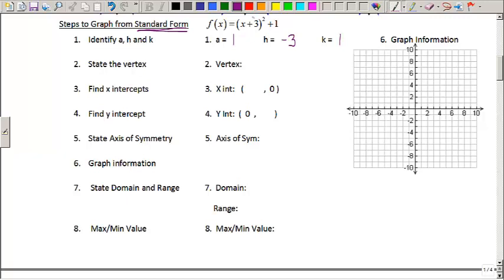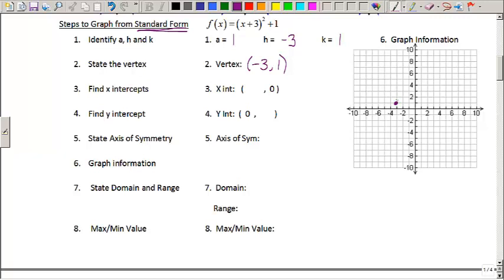Notice the inside of the parentheses has the opposite sign, where the outside of the parentheses does not have the opposite sign. To get the vertex, we say H, which is -3, the opposite of the inside, comma the outside, 1. So from here, I could probably jump down to step 6 and graph what I already know. -3, comma +1, I already have a point.